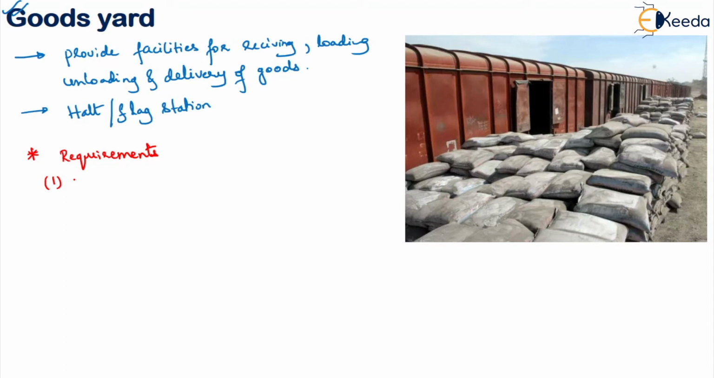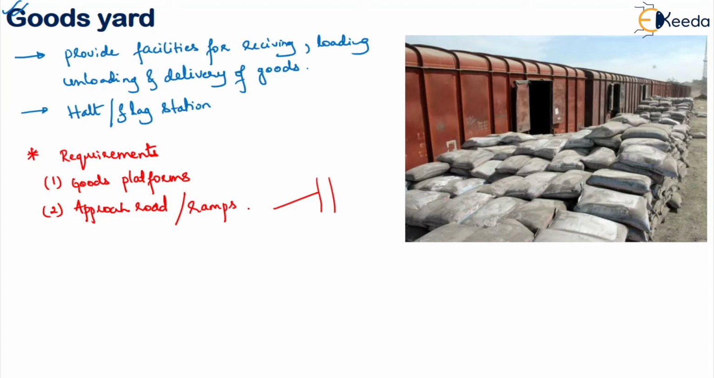So the first one is what? Goods platform. This is for loading and unloading of your goods. It is required. Then an approach road. From that road the vehicles can come to unload the goods or take the goods away, like the movement of trucks and buses, all should be possible. And there should be a ramp also, because you cannot lift goods, so there should be a ramp connecting your railway station to the approach road, to make the movement of goods easy. Right?